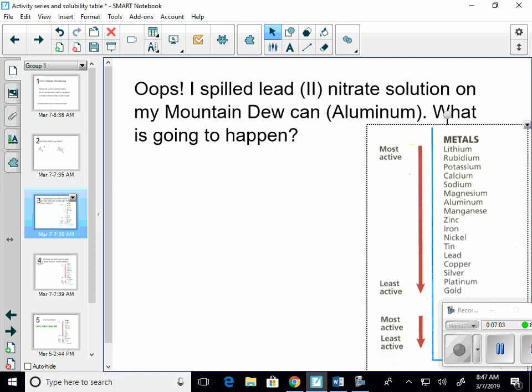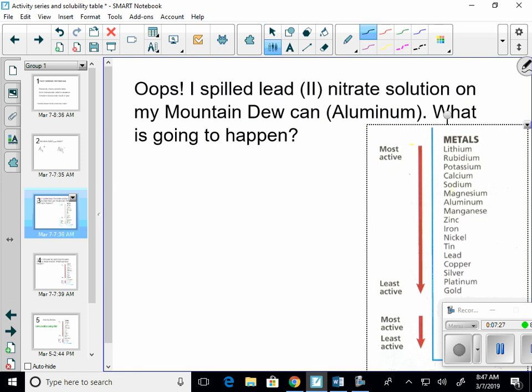How this works, I'll give you a story problem here. Near and dear to my heart. My Mountain Dew can is made of aluminum, and lead(II) nitrate is a solution that we could have in the lab. So what would happen if I accidentally poured a solution on my can? Well, first off, I shouldn't be bringing food or drink to the lab. See, that's just my fault completely right there.